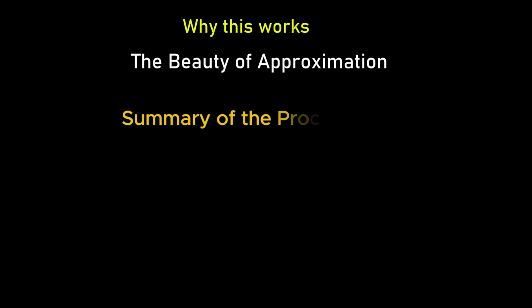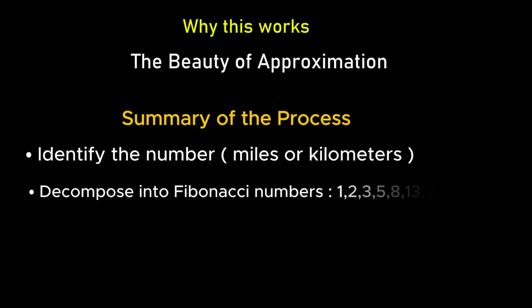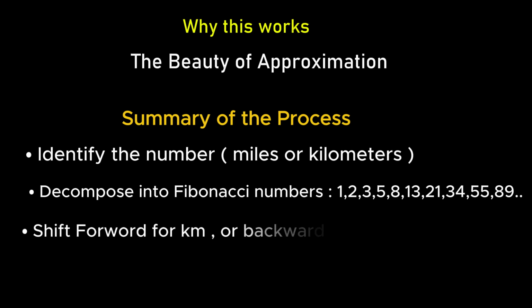Let's summarize the process. First, identify the number in miles or kilometers. Second, decompose it into Fibonacci numbers like 1, 2, 3, 5, 8, 13, and so on. Third, shift forward for kilometers or backward for miles. Finally, sum the results. Let's do one final mental challenge together. Imagine a distance of 68 miles. How would you break it down?